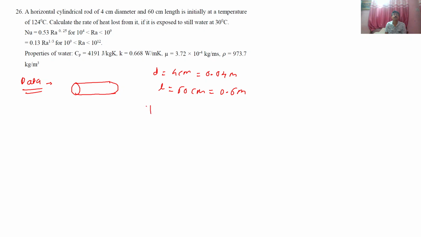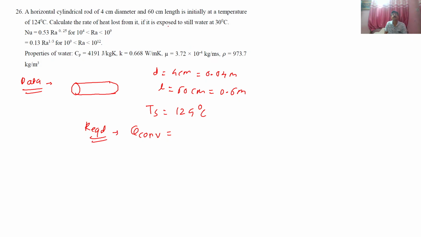So what is T surface? 124 degrees Celsius. Rod means solid, so it is the solid surface temperature. So TS is 124. Calculate the rate of heat loss from it. So you have to calculate Q convection. This is your required answer.